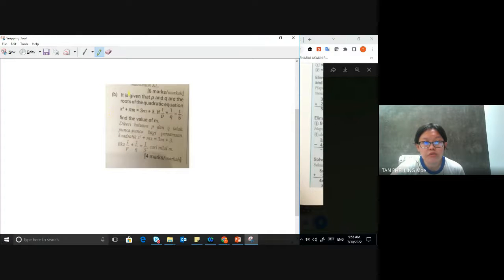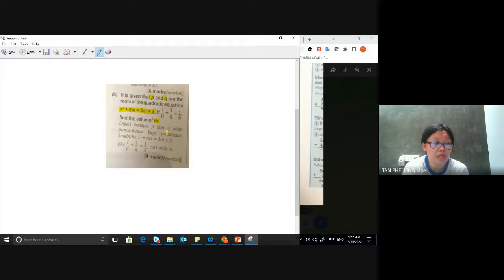So here, they told you that P and Q are the roots for this one. If 1 over P plus 1 over Q equals 1 over 5, they ask you to find M. So which means you have to make use of the roots of this one first, right? So how do you start to solve this type of question?